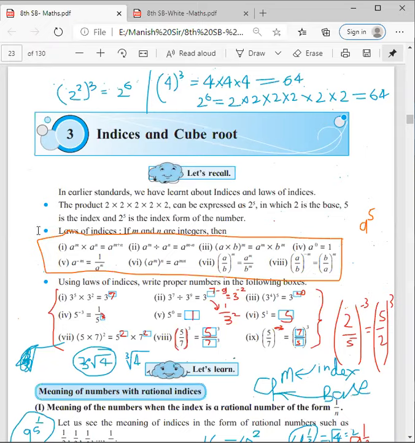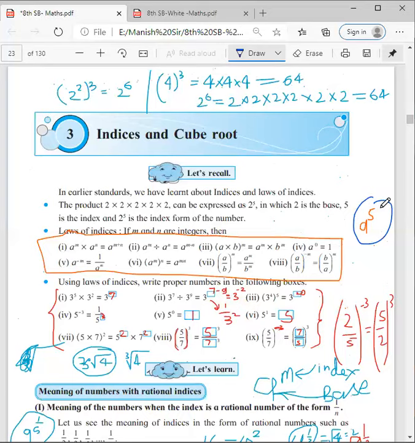After that, they gave the product of 2 into 2 into 2 into 2 into 2, which can be expressed as 2 raised to 5, because we are multiplying 2 five times. Here 2 is known as the base, and the 5 is known as the index, also called the power of the indices. This kind of representation is known as index form.